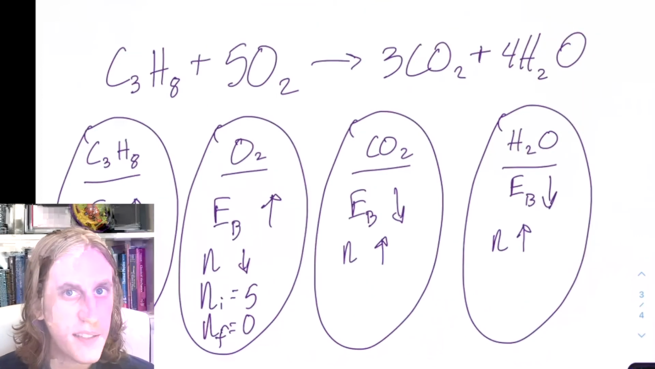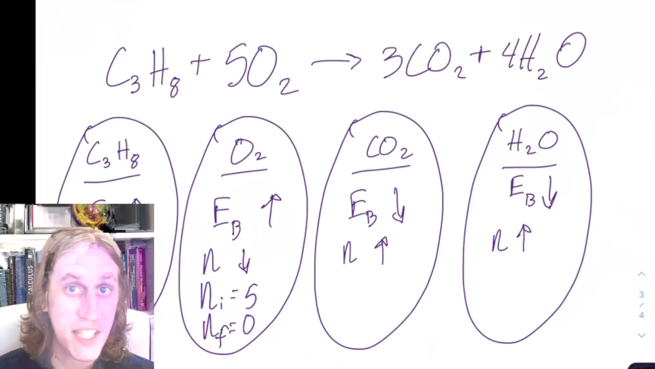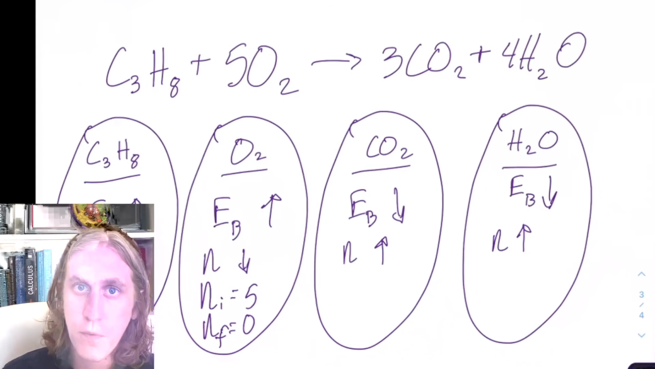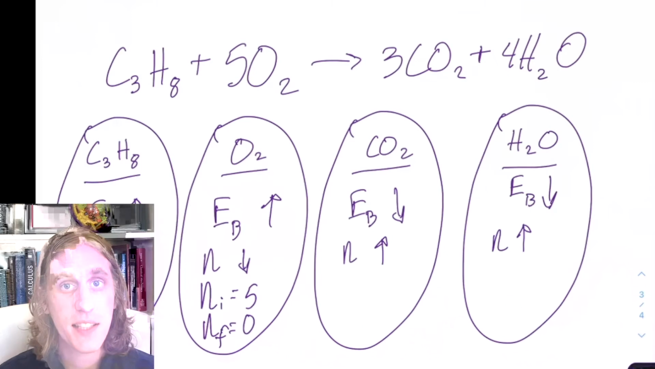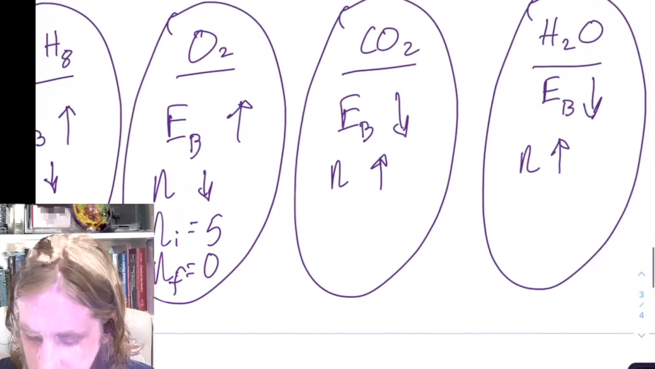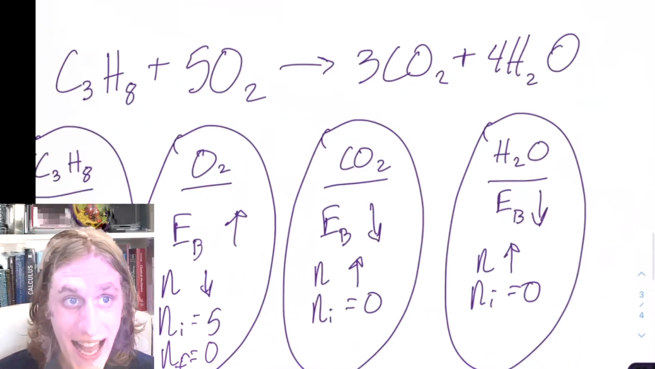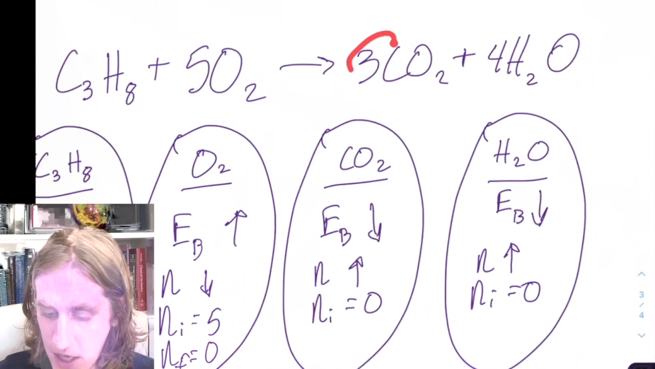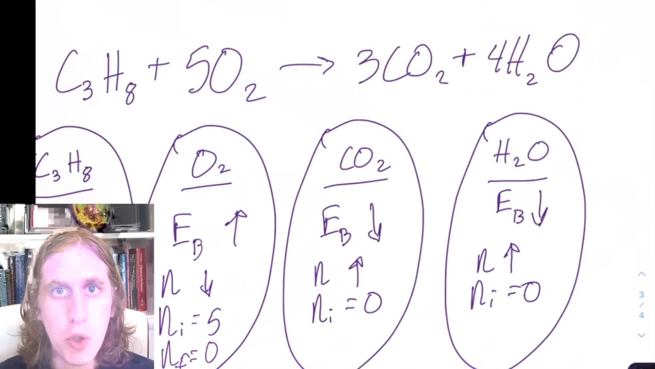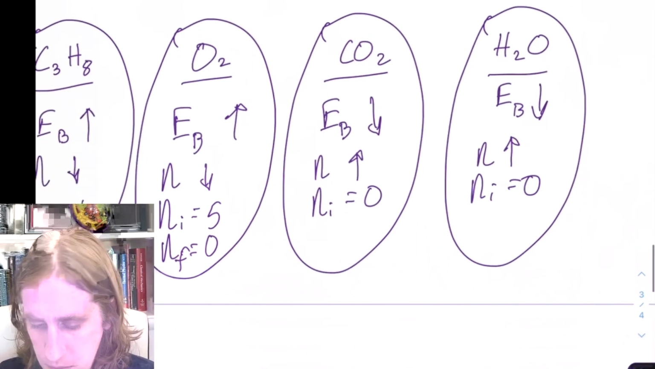For the carbon dioxide and the water, it's the exact opposite. We start with 0 moles of carbon dioxide and 0 moles of water because there's no carbon dioxide or water on the left-hand side of this reaction. We end with 3 moles of carbon dioxide and 4 moles of water. We're just reading these numbers off of the chemical equation.